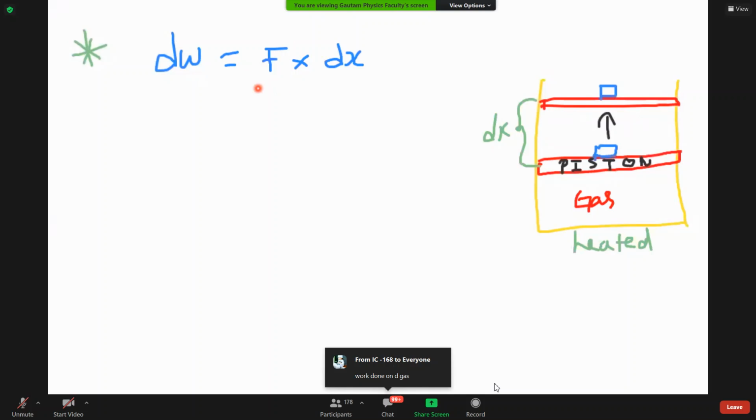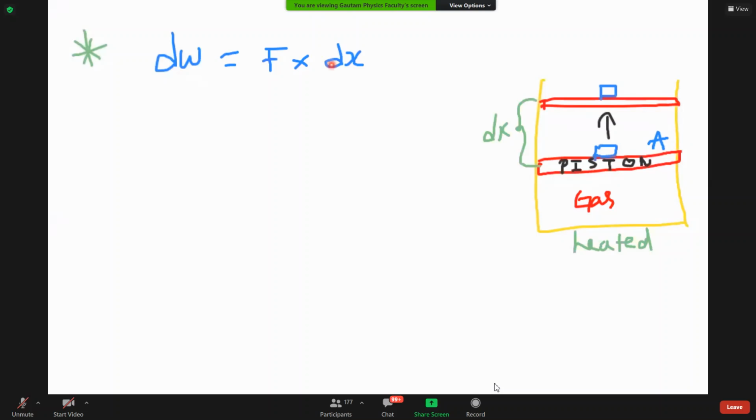Work done by the gas, it is not on the gas, work done by the gas. The gas expanded, and due to expansion it pushes the piston, so it is moving up. When the piston is moving up, the displacement it traveled is dx, and A is called the area of cross section of the piston. What is A? Area of cross section of the piston.